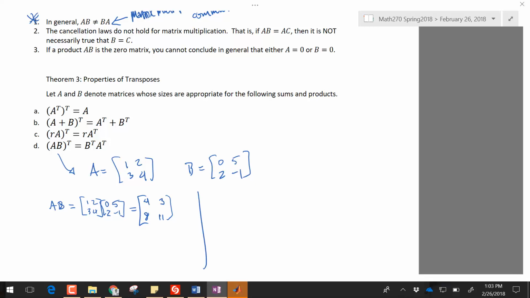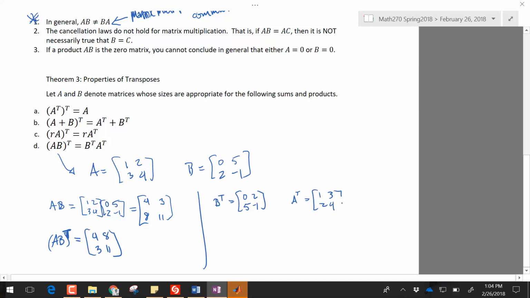So the transpose of that is equal to 4, 8, 3, 11. Okay. All right, now let's check the other side. We have B transpose is equal to 0, 2, 5, negative 1. And then A transpose is equal to 1, 3, 2, 4.